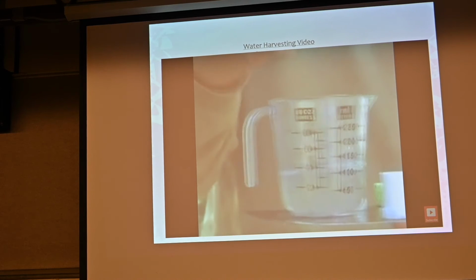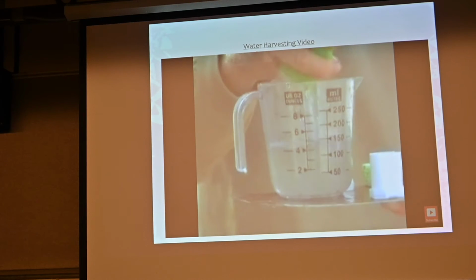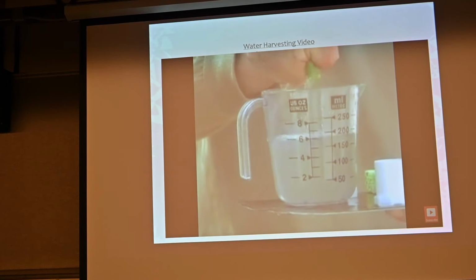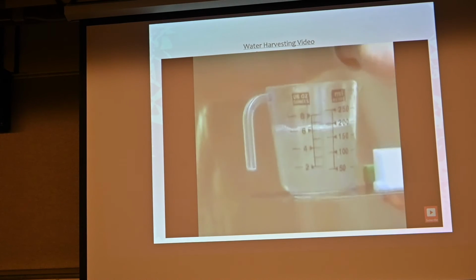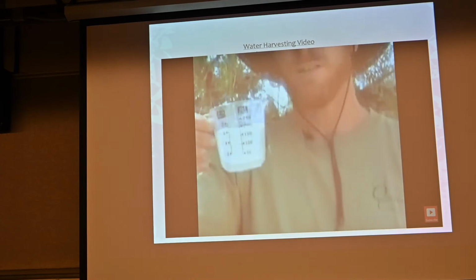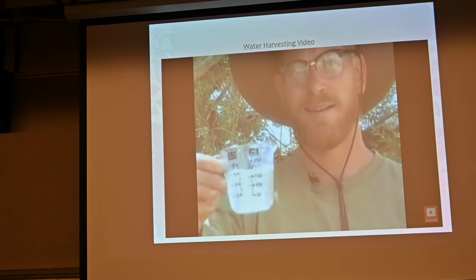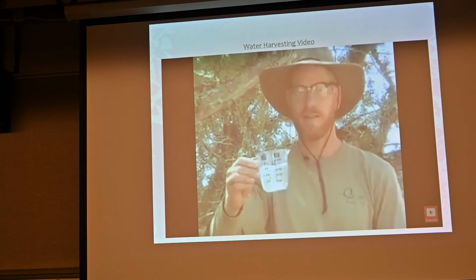Okay, and this sponge. Look at that. 4 to 10 times as much water as what we caught in the cisterns.